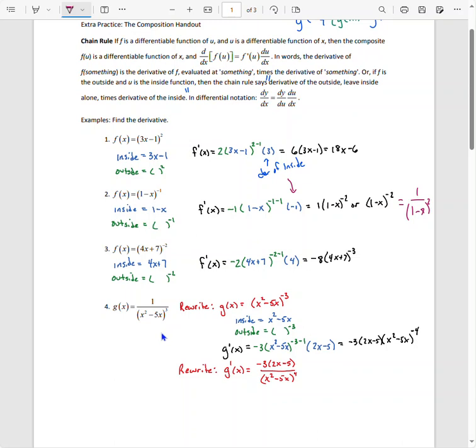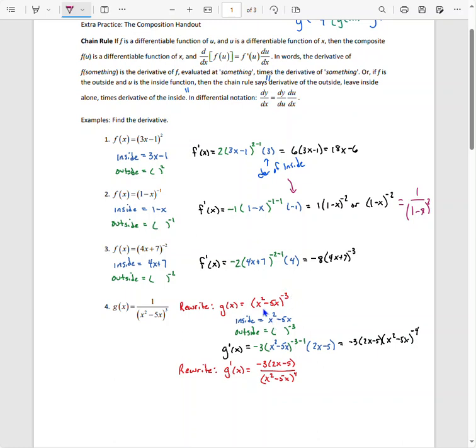One more example. It's a little more challenging. G of x equals 1 over parentheses x squared minus 5x to the power of 3. Well, we could just rewrite that as x squared minus 5x to the negative 3. The fact that we have a 1 here in the numerator is helpful, that it doesn't have to be a weird quotient. There's no variable going on. Let's just rewrite it and simplify. Instead of 1 over to the power 3, we have a function to the negative 3.